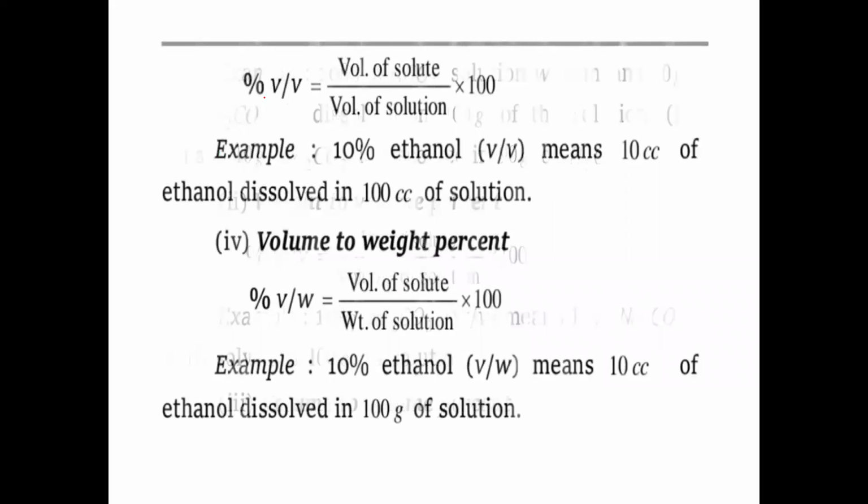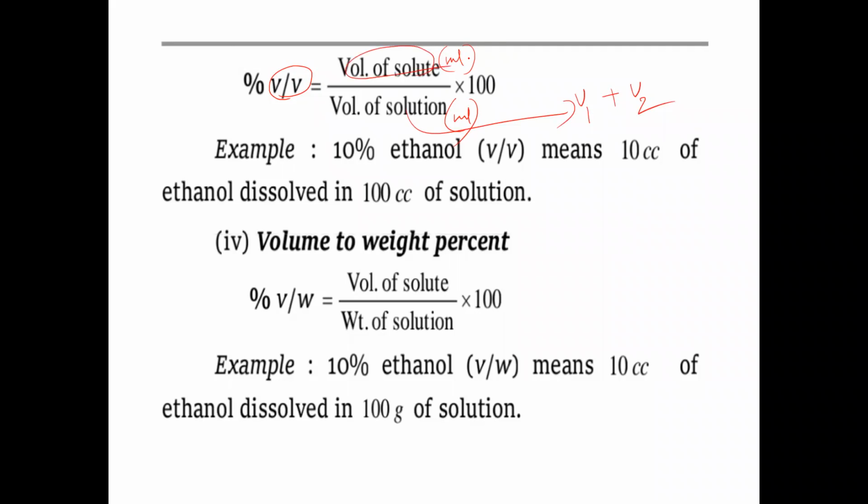Next, volume to volume percentage, V by V percentage. It is volume of solute in milliliters by volume of solution in milliliters into 100. Volume of solution means volume of solvent plus volume of solute. Here volume of solute means only V2. So it is volume of solute by volume of solution into 100.